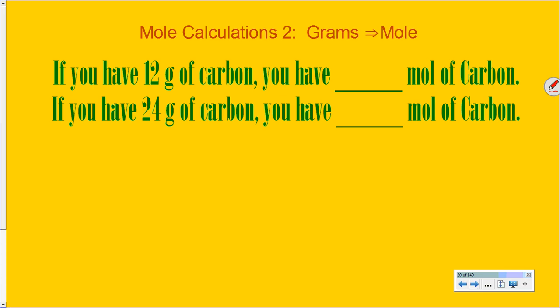The other thing that I can do is I can turn grams into moles. So by looking at carbon on the periodic table, if I have 12 grams, and again, I kind of took the decimal out to simplify this, but I know that's about a mole. If I had 24 grams, I can say pretty safely that's about 2 moles.